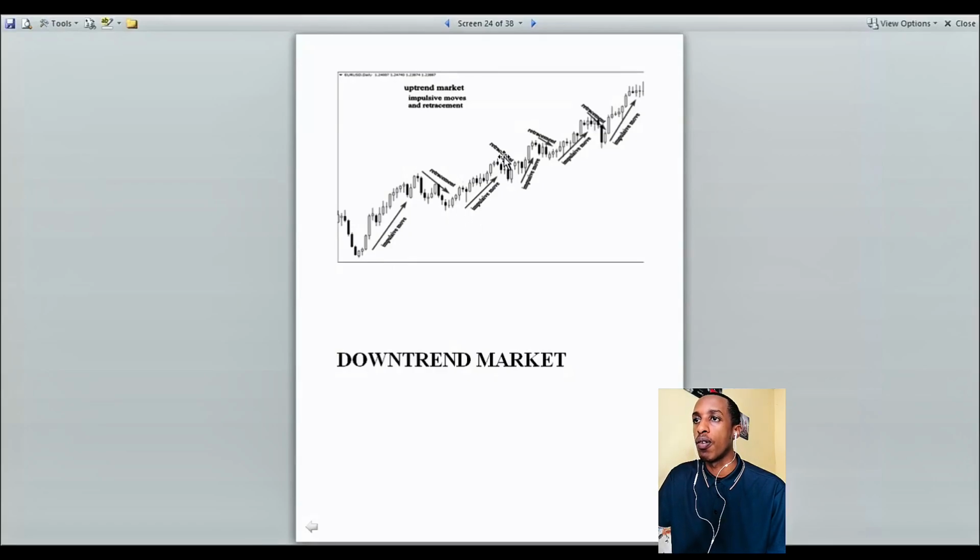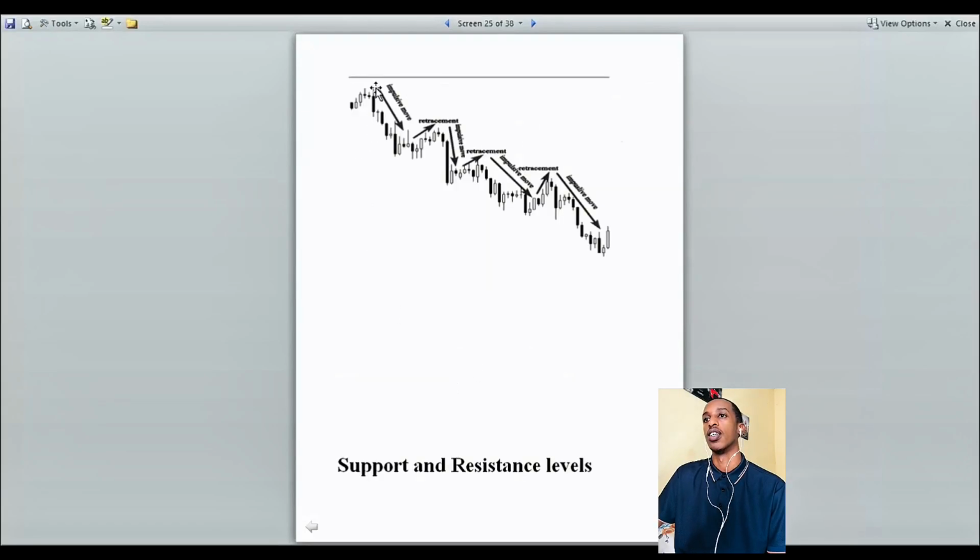Impulsive move, retracement, impulsive move, retracement, and so on. We say this is a downtrend market when candlesticks are going down, going up a little bit, going down, going up a little bit, and continuing down. So this is impulsive move, retracement, impulsive move, retracement, repeated.